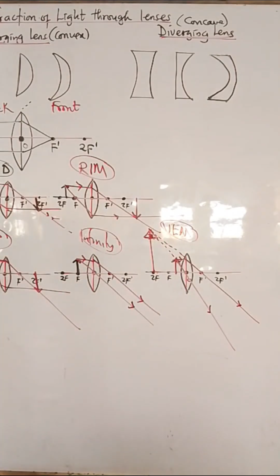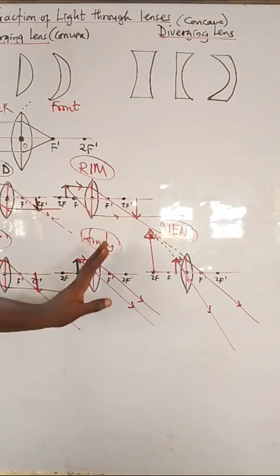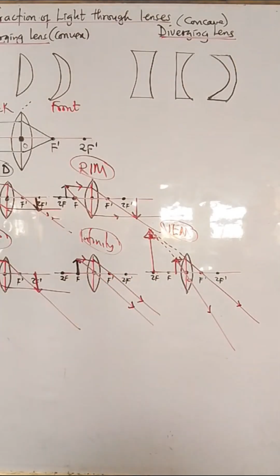Then as the object moves closer to the lens, the image gets bigger. This one is small, diminished. Then same size, magnified further. This one is special, a special case, infinity. So these are the ray diagrams for that.